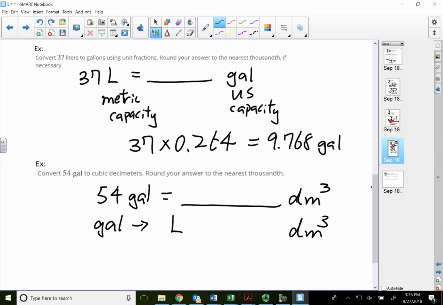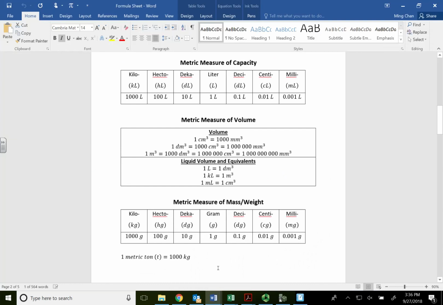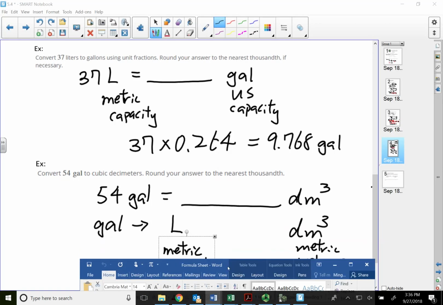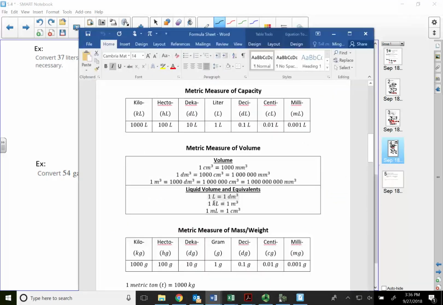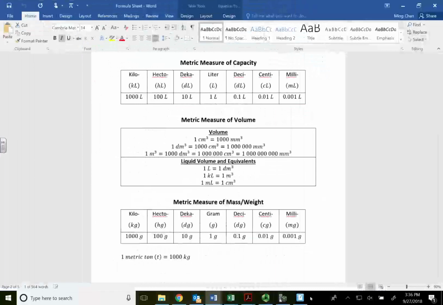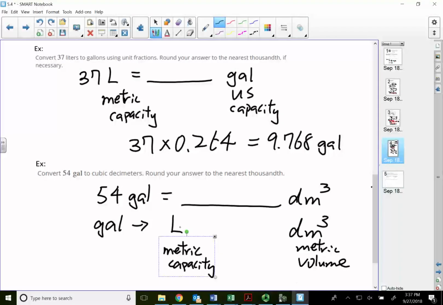So let's look at our formula sheet. This is metric capacity. Cubic decimeter is metric for volume. So that will be about right here, isn't it? Oh, that's a 1-to-1 ratio. Is that right? Liter to deci. Oh, so that's a 1-to-1 ratio. That makes it a lot easier because I can go straight from liter to decis at a 1-to-1 ratio.